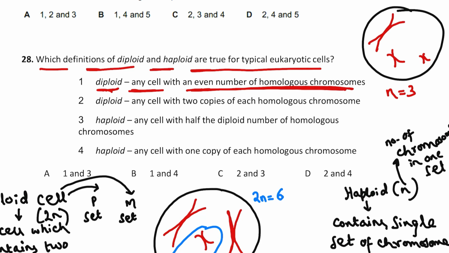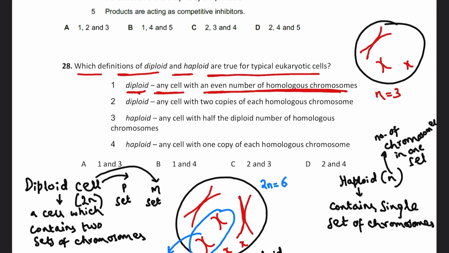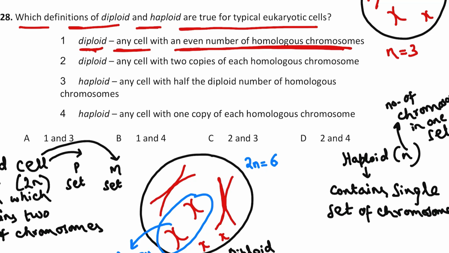Guys, how many homologous chromosomes are there in a diploid cell? Always remember this point, that in a diploid cell there are only two homologous chromosomes, right? They have mentioned an even number of homologous chromosomes. This is wrong, because even could be 4, even could be 6 as well, even could be 8, right? So there should be that any cell with 2 homologous chromosomes, right? Homologous chromosomes should be 2.